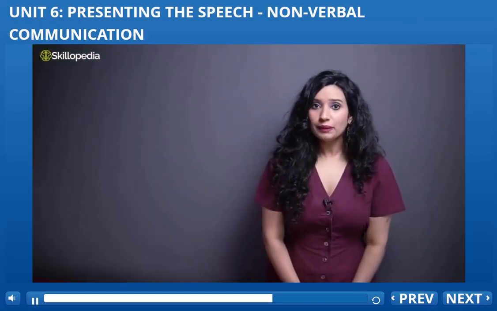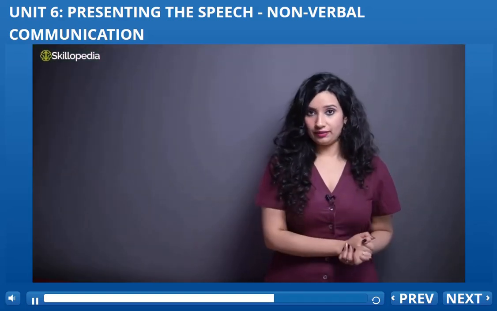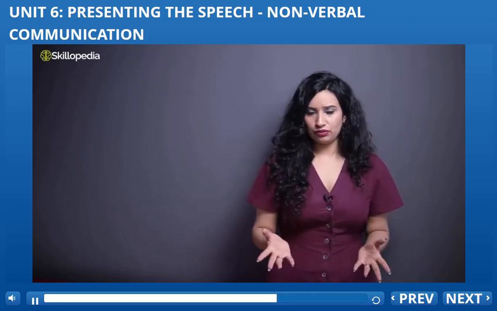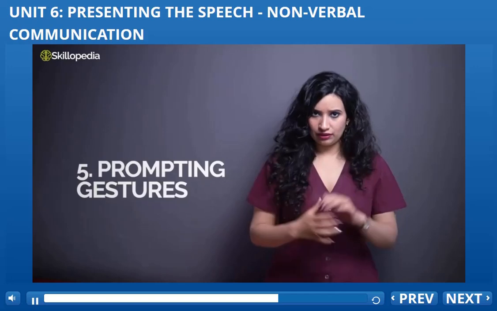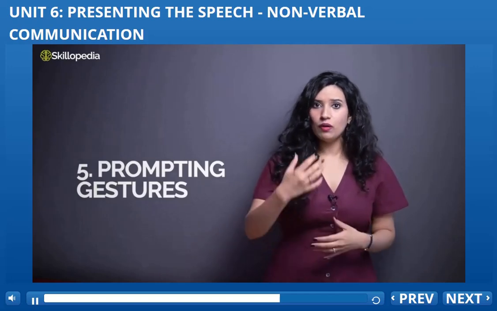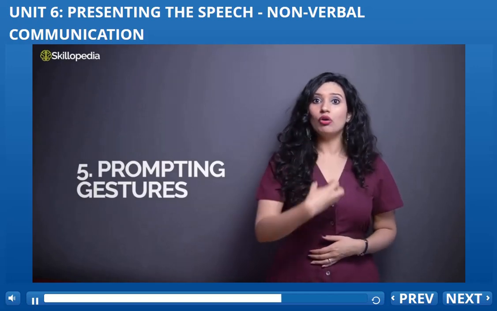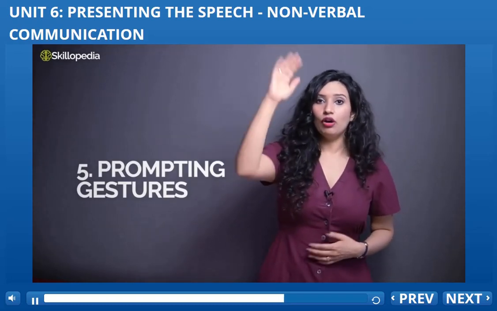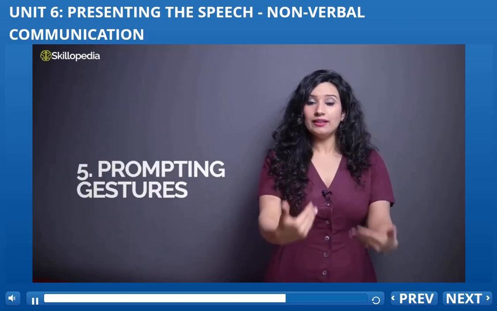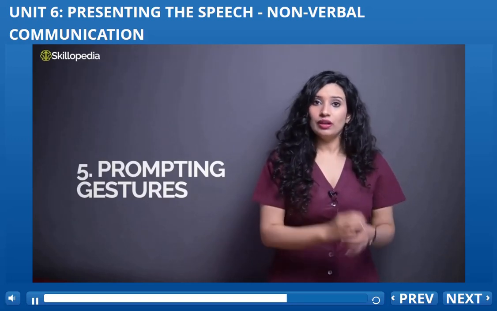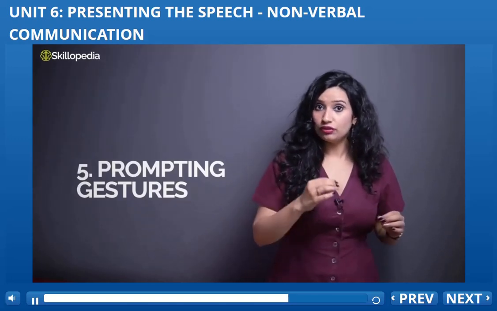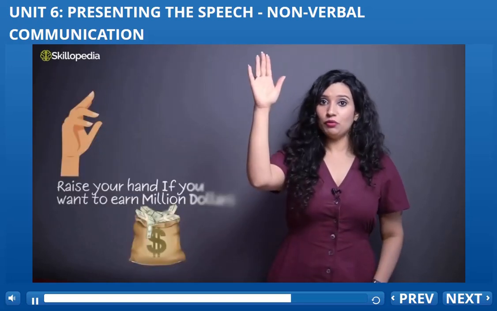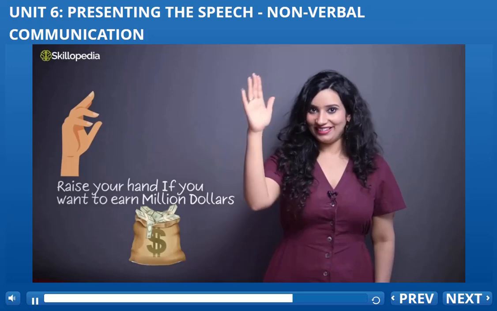Now, to build on my previous point about engaging the audience, so you use your hands to engage the audience, you can also use some prompting gestures. You might wonder, what are prompting gestures? These are gestures where, when you ask the audience to do something, you do it along with them. So if you ask your listeners to raise their hand, you raise it along with them. Or if you ask them to clap or perform any other action, you do it with them. The reason you need to do this is to get them more engaged in your talk. For example, you might say, raise your hand if you want to earn $1 million this year.